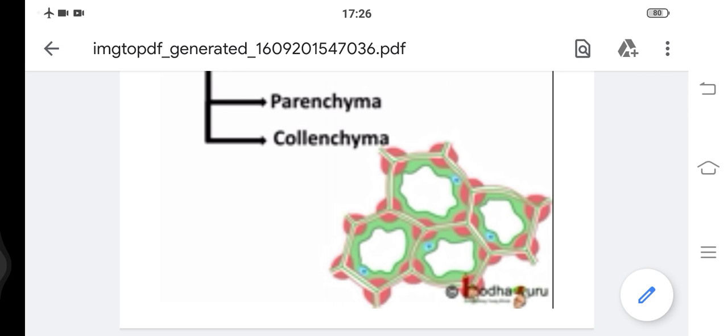Don't forget it. Then where do we find it, ma'am? These tissues are mainly found in the leaf petiole. The stalk of the leaf is called the petiole. So what is the structure? They are elongated thickenings at the corner. See, observe that. And intercellular space is less.